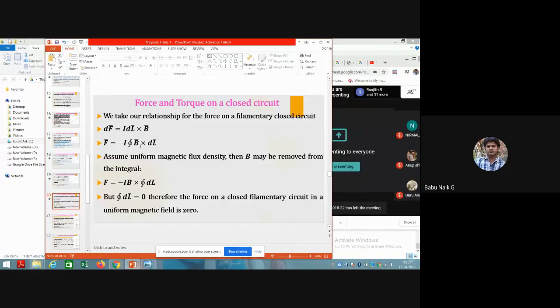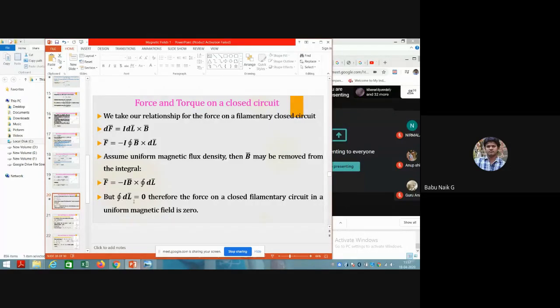So force is equal to the closed line integral of B bar cross dl bar. If we consider the magnetic flux density to be distributed uniformly in a closed circuit, then B bar can be taken out of the integration as a constant. Then the length of the wire, the closed line integral of dl bar, is completely closed.